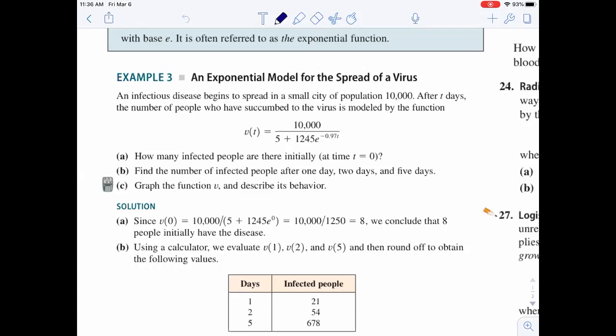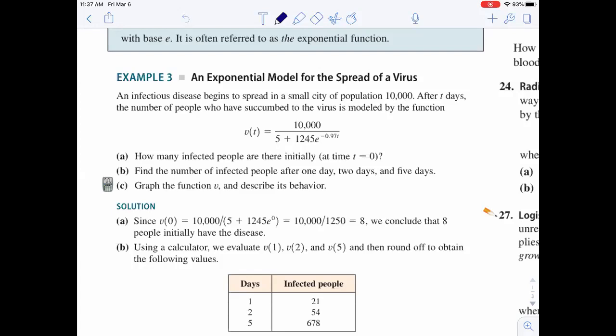And so after T days, the number of people who have succumbed to the virus is modeled by this function. This is a pretty common kind of spread function. We've got our 10,000 people, and you don't have to know, but I'm just telling you where these things came from. The 10,000 is kind of your cap, the maximum number of people that can get infected. And then we've got this kind of secret function down here where we have 5 plus 1,245 e to the negative 0.97t. We don't need to know how this part came about, but as t gets larger and larger, as more time goes on, more and more people are going to be infected.